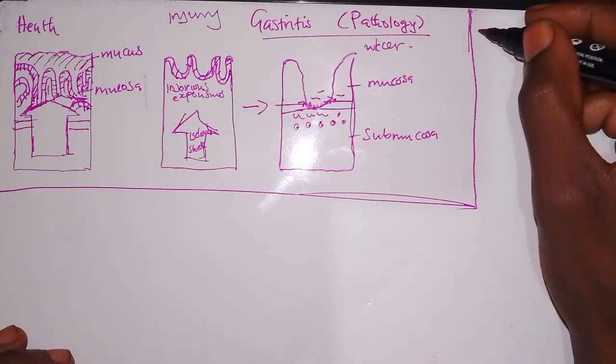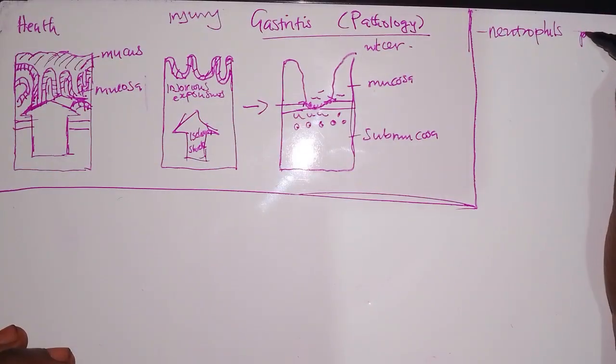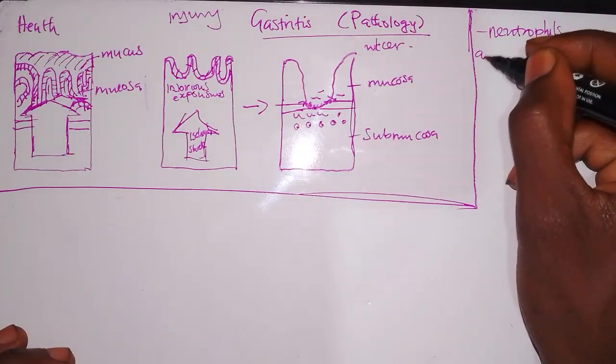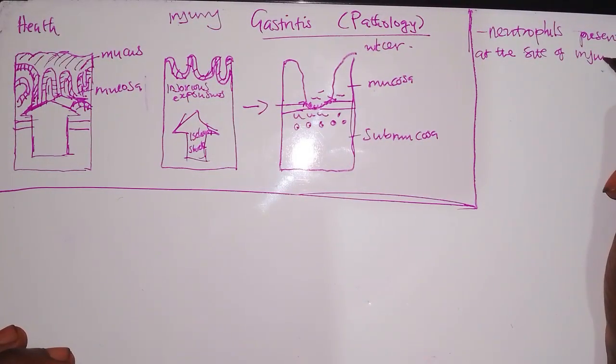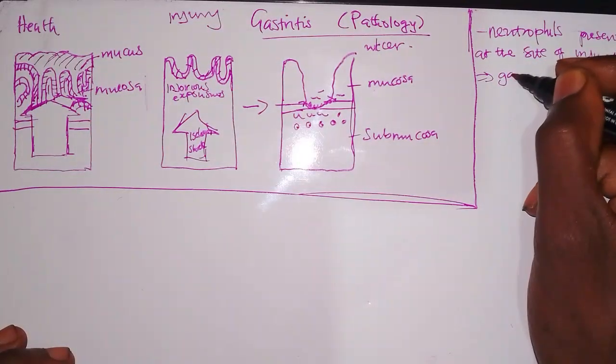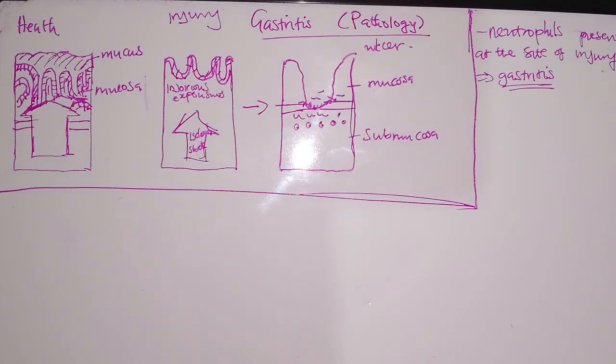So whenever we have neutrophils present at the site of injury, it is known as gastritis. Why are we saying that only when neutrophils are present? Because we know that neutrophils are the white blood cells which are responsible for inflammation. So for inflammation to take place, the neutrophils need to be present.